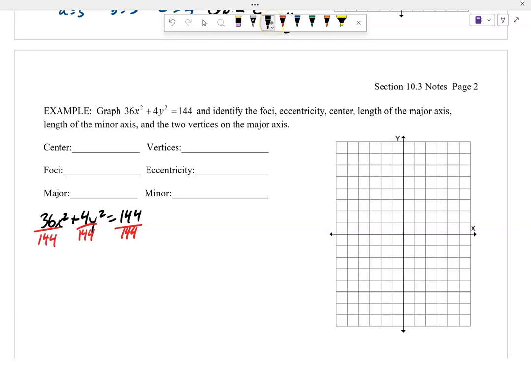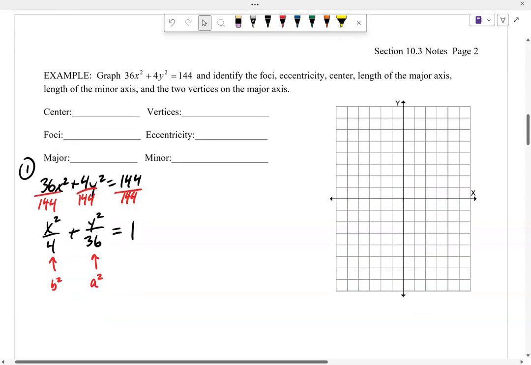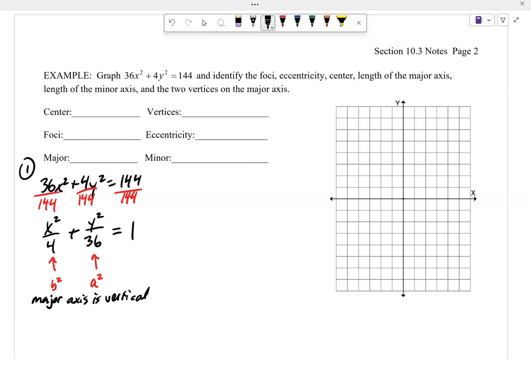And so what we have is 144 divided by 36. That'll give you 4. 144 divided by 4 gives you 36. And now notice this is the bigger value right there, that 36. So that's actually my A squared. That one right there is my B squared. So I'm going to note that this is elongated vertically. In other words, the major axis is vertical. It's elongated that way.